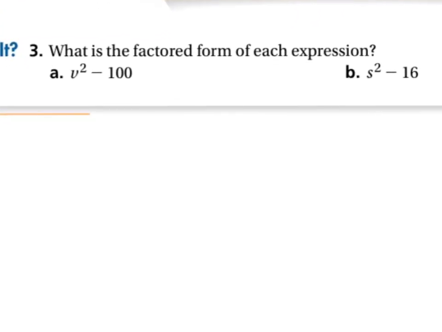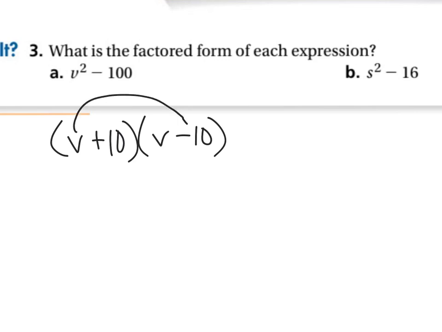So if you look at the got it 3, for part A, if we're going to factor this, to get v squared, we need v times v. And this is a difference of squares, so one of our signs should be positive and one should be negative. And both of our numbers would have to be 10. 10 times 10 to get 100. And again, what that does is that makes our middle terms cancel. We've got minus 10v plus 10v cancels, and that gives us to where we only have the two terms. So that would be our factored form for that problem.